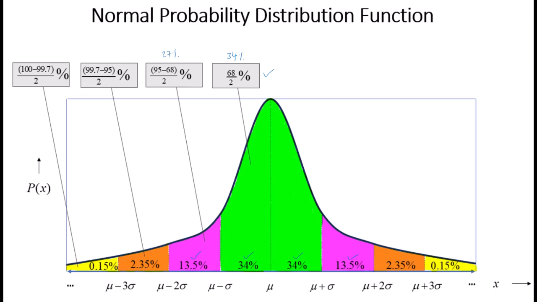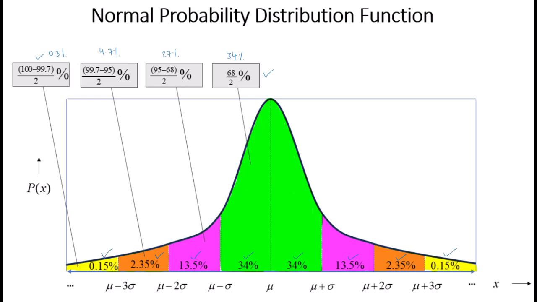Corresponding to the area in orange, that will be 99.7 minus 95 over 2, which is 4.7 over 2, and which will give 2.35% on left and right. And now coming to the area shown in yellow, that will be 100, which is the total area under the curve, minus 99.7. So this will be 0.3%. If we divide it by 2, we will get 0.15% on both sides.